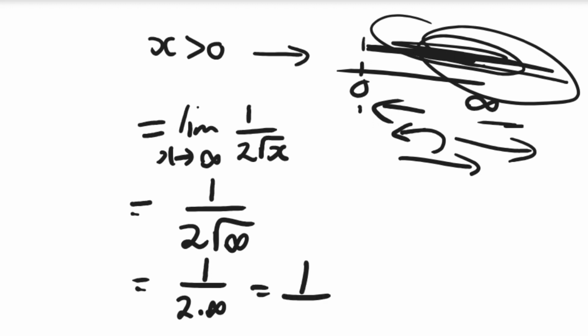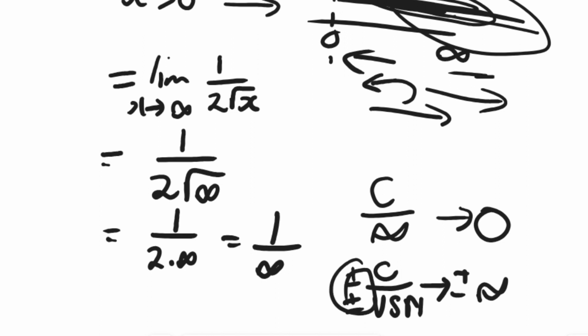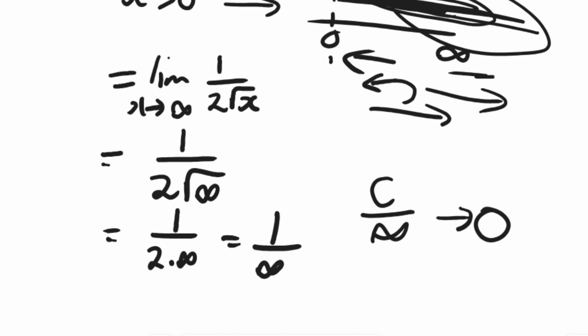So this is 1 over infinity. Now one thing that you must also know is that a constant c divided by a very large number becomes 0. It leads to 0. But a constant c divided by a number that becomes 0, a very small number, the answer will be infinity or negative infinity, depending on the signs that are here. Okay? So this will be the answer.